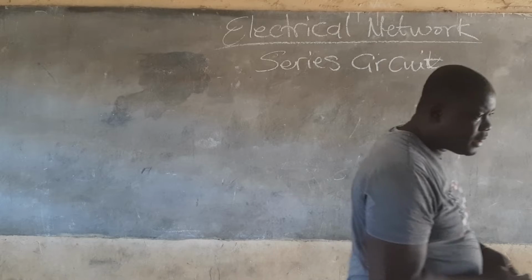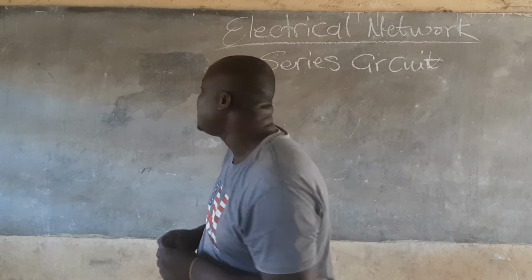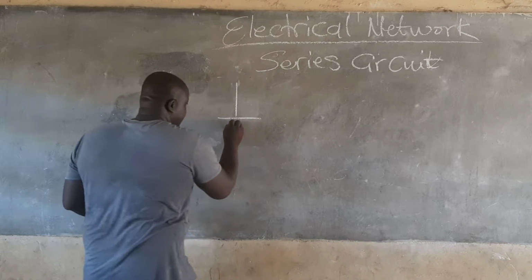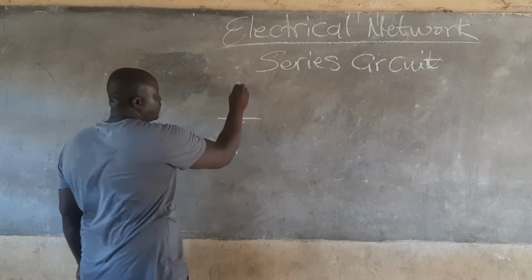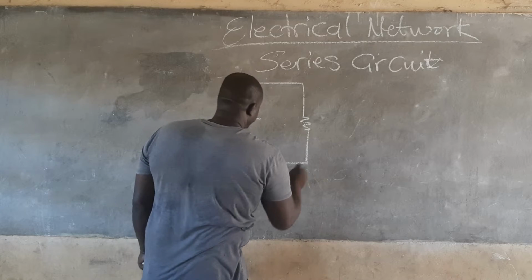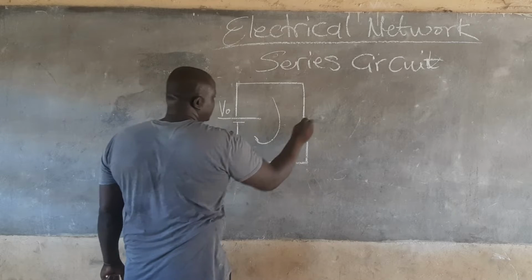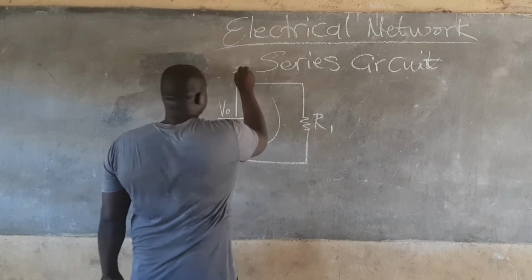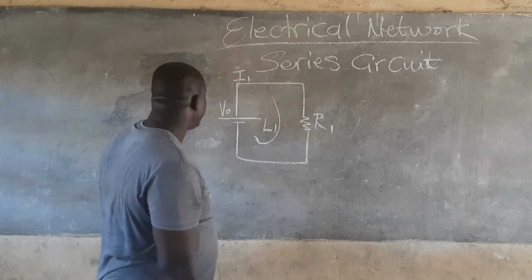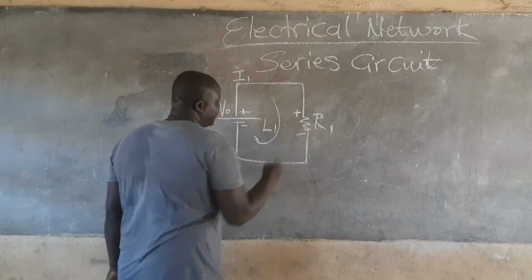Okay, when someone asks us, what is a series circuit? But before then, let me draw my circuit so that we can understand the whole thing. This is my circuit, this is my battery with one resistance connected in series. My current is going in this direction. This is my V0, this is my R1, and this is my I1. I'm having only one loop, and I have assigned my polarity, which is positive and negative.